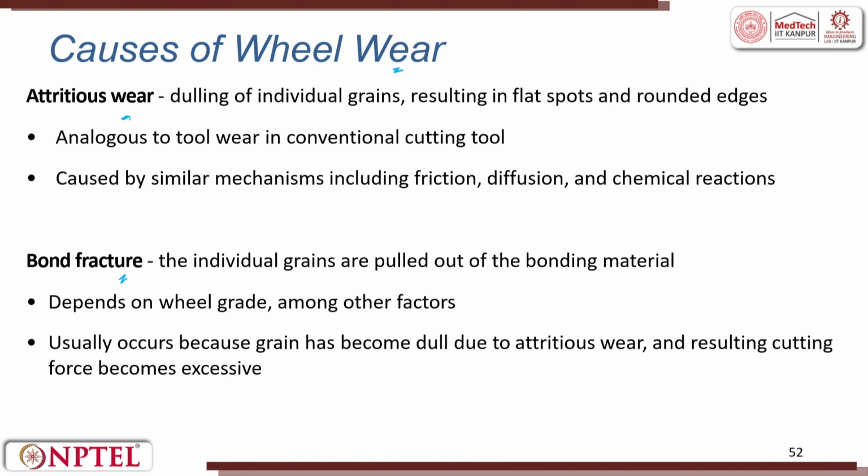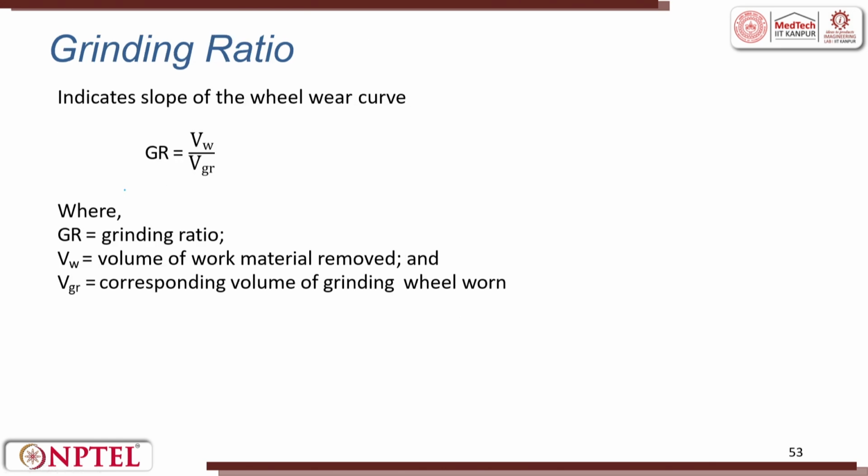Attrition wear is the dulling of individual grains resulting in a flat spot and rounded off edge, analogous to the tool wear whatever we have seen in the past. Bond fracture also we have discussed. Like we have cutting chip thickness ratio, in grinding we have the grinding ratio. Grinding ratio is the volume of material removed from the workpiece divided by the volume of abrasive grains removed or worn out. That is called GR, grinding ratio. Generally we find out the grinding ratio and see the compatibility between the workpiece and the cutter.